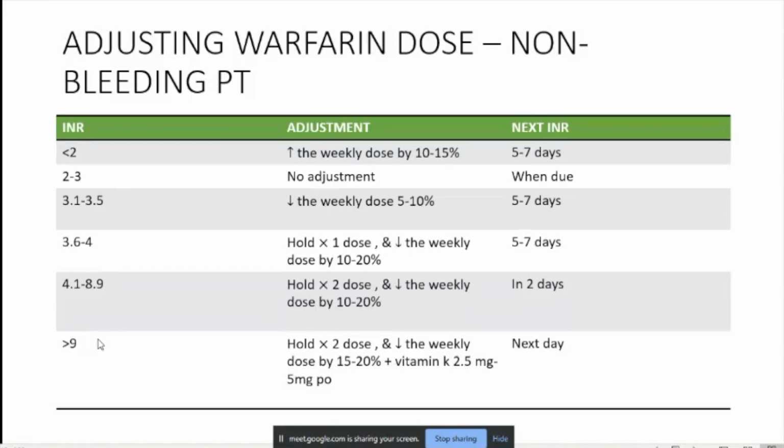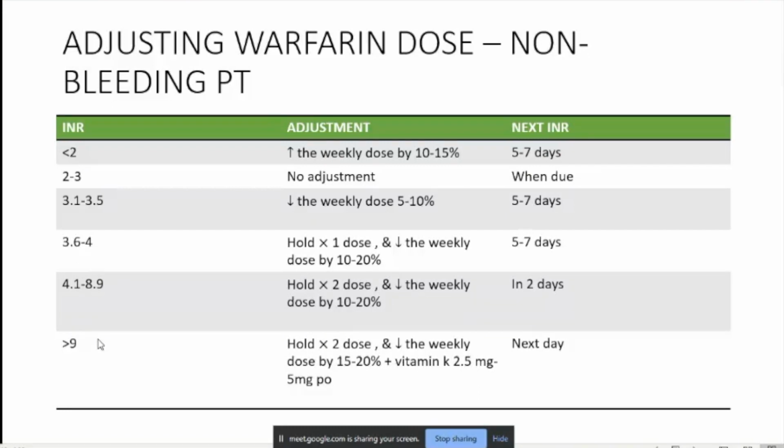So it's pretty much easy. And another difference is when the next INR is due. So in the first situation, it's 5 to 7 days. It's fine if we are holding one dose. But if we are holding 2 doses, just remember, we're holding 2 doses. We have to do the next INR in 2 days. Okay? Now, we cannot hold more than 2 doses actually.